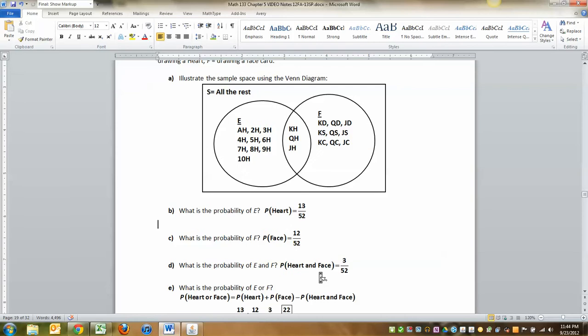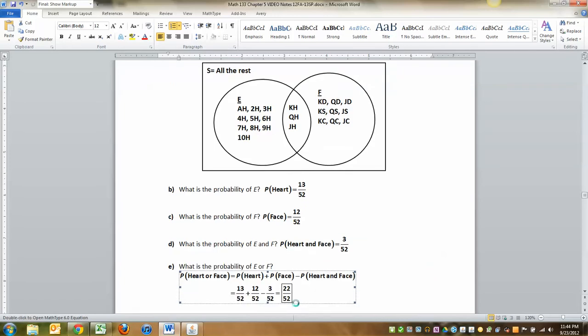So that's 12. Now, what about the probability of the card being both a heart and a face? Well, there's 3 of them. There's the king of hearts, the queen of hearts, the jack of hearts. So that gives you a 3 out of 52 chance. What is the probability of E or F? So that's a heart or a face card. So you could draw a heart, you could draw a face card, or you could draw both.